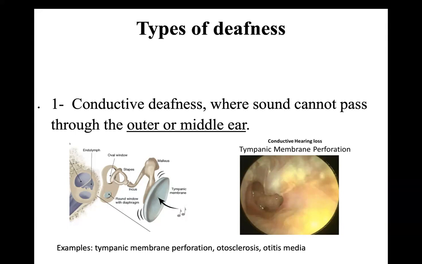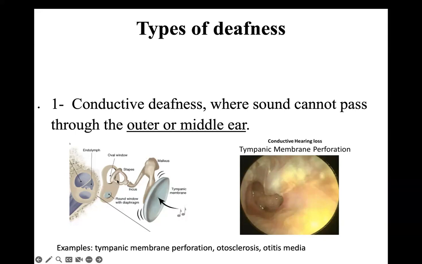So you have conductive deafness or conductive hearing loss and sensory neural hearing loss. What's the difference? The difference is that conductive deafness depends on the pathway that the sound travels to get to the cochlea. So if there's anything wrong in the pathway of the sound getting to the cochlea, this is due to conductive deafness. For instance, if you have tympanic membrane rupture, this is obviously going to affect the vibration of the tympanic membrane, so the sound waves might not be transmitted. So again, this is conductive hearing loss.